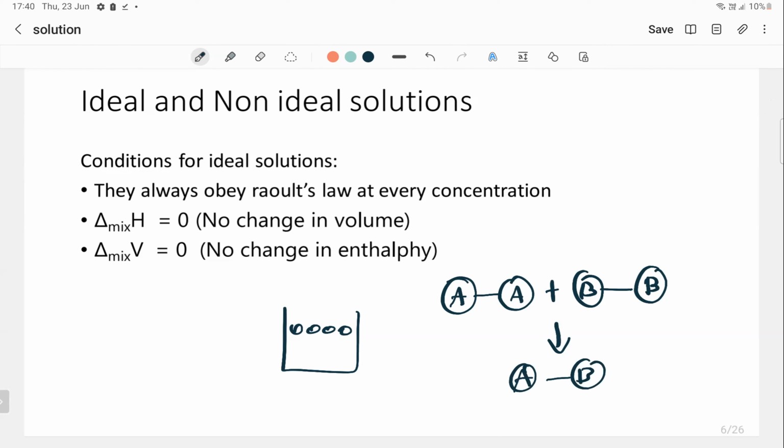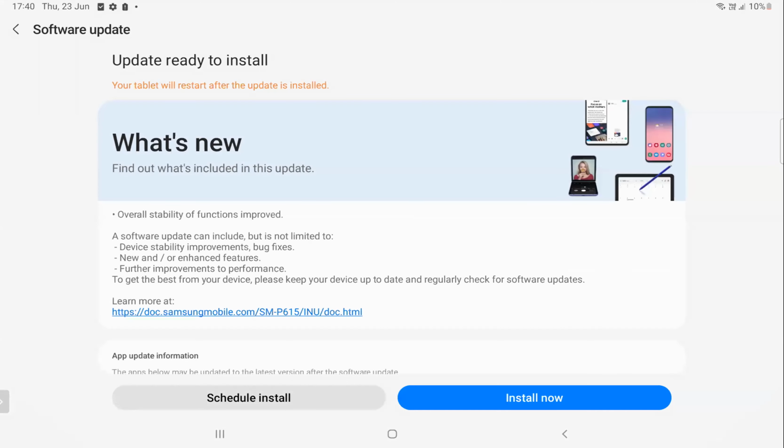What happens when you are forming the solution? They break the bond. Correct? In the solute, all the particles will break the bond, and in the solution, the solute and solvent combine together and they form a new bond. This is the practical thing, what happens when you're mixing your solute and solvent. Clear with this? Okay.